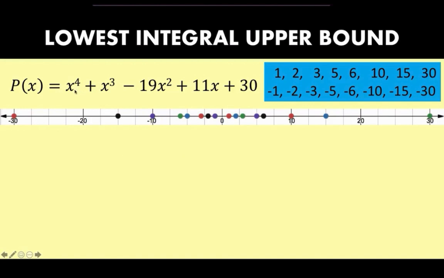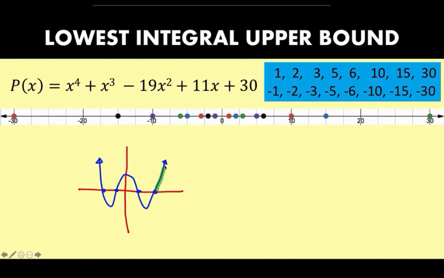Our function is an even function because the highest degree is x to the 4th. The graph of our function looks like this. This graph will not cross the x-axis, we have imaginary roots. This graph will cross the x-axis, and the points of intersection represent the zeros or the roots of the polynomial function.